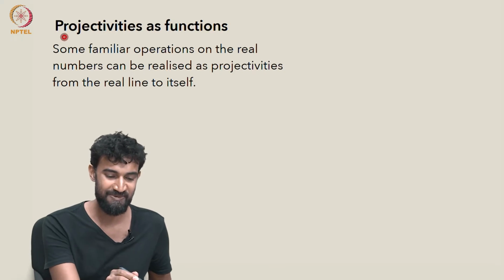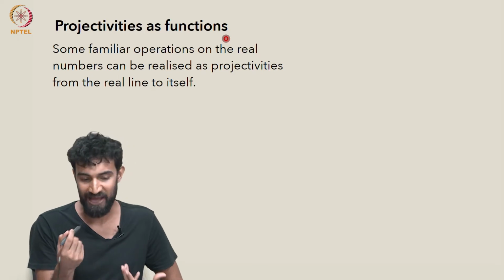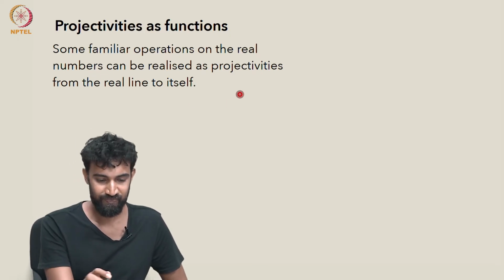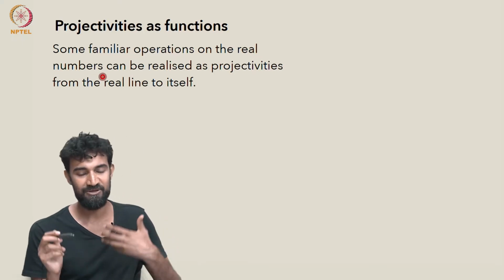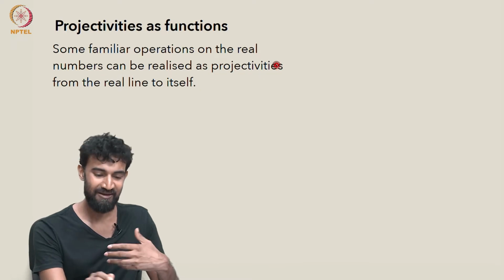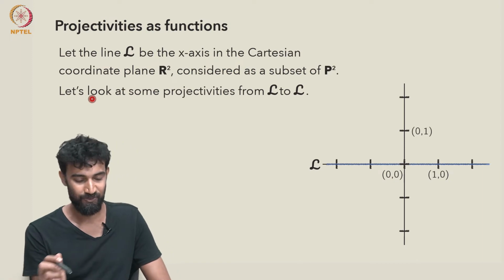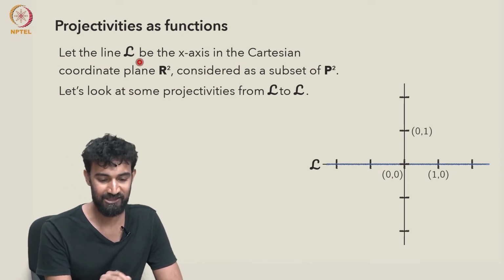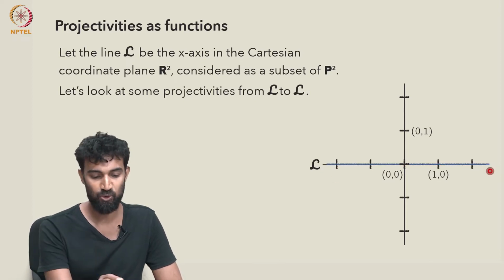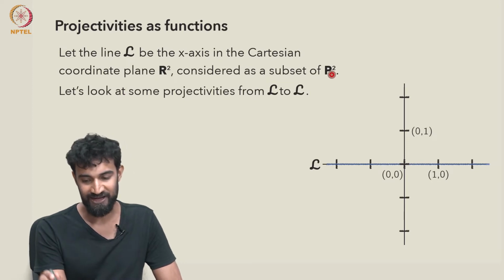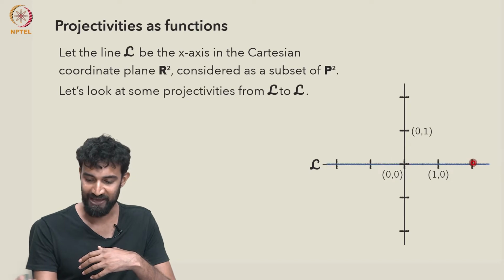And the reason I want to do that is because it'll let us think of projectivities as functions of a single variable x. So what we're going to see is that many familiar operations on the real numbers can be realized as projectivities from that real line, that x-axis, to itself. So let's let the line L be the x-axis in the Cartesian coordinate plane R2, considered as a subset of P2. And let's look at projectivities from L to itself.